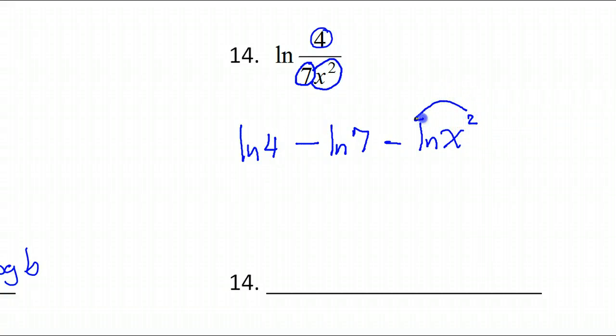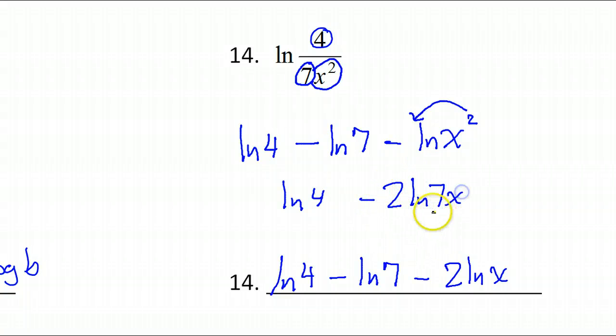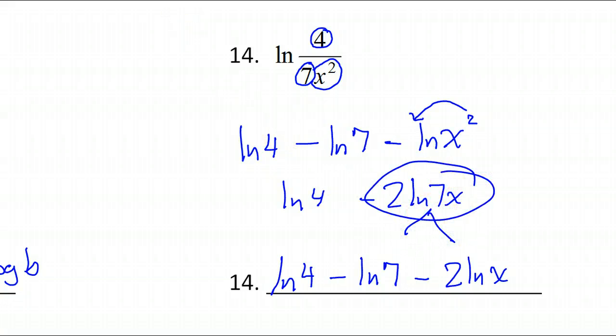Of course, the final answer, you have to put that power in the front. So the final answer will be natural log 4 minus natural log 7 minus 2 natural log x. Alright, so many kids just try to give me natural log 4 minus 2 natural log 7x. Now this is a mess. Okay, that has to be split up, so don't do that.